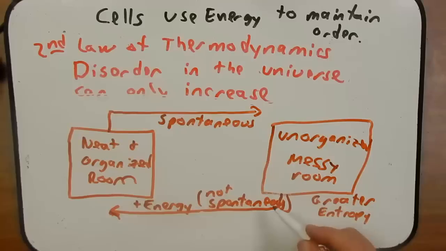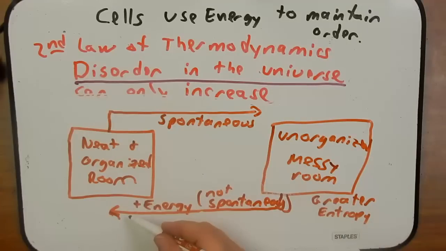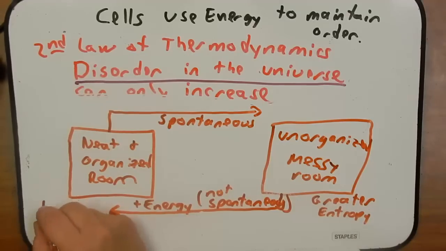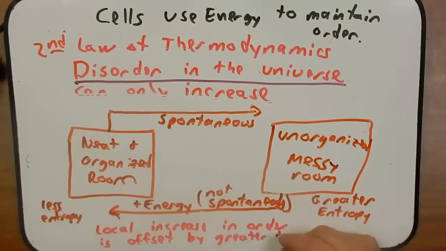It is not spontaneous. So having this localized increase in order doesn't violate this second law of thermodynamics, because it's important to point out that it says that there has to be an increase in disorder in the universe. The energy that is used to decrease disorder or to make entropy less is balanced by greater disorder in the universe. So down here I'm going to write: local increase in order is offset by greater disorder in the universe.